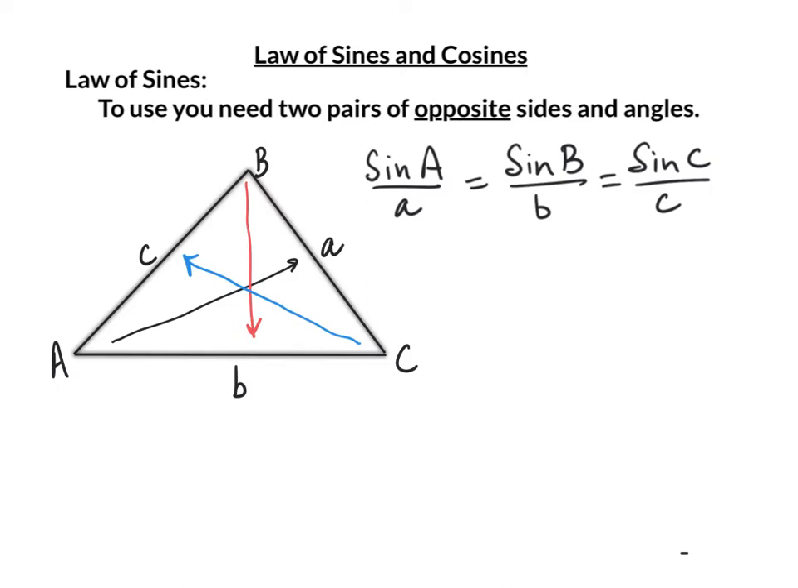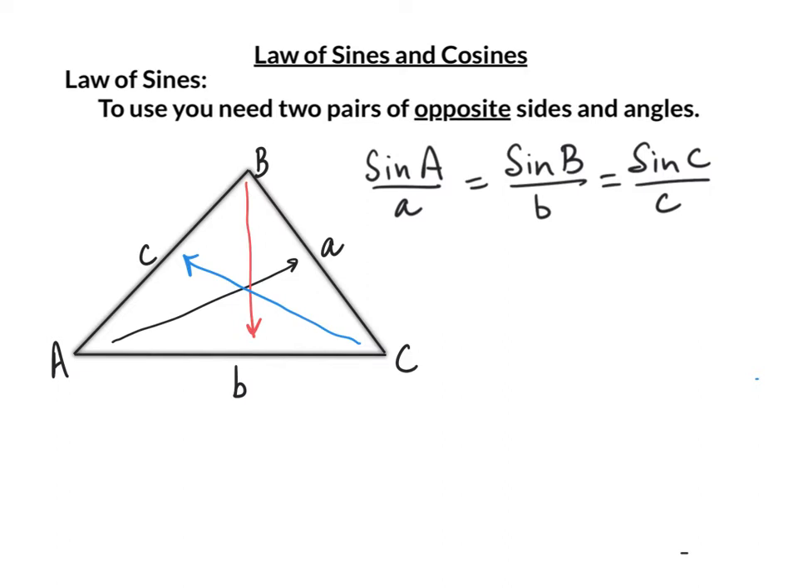Then when you look at the law of sines, it says that the sine of angle A over its opposite side, little a, is equal to the sine of angle B over its opposite side, little b, is equal to the sine of angle C over its opposite side, little c. The law of sines is about opposites. What you need are two pairs of opposites. Any one thing can be missing, and you can solve for it.